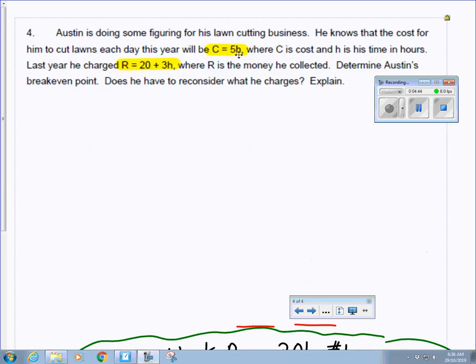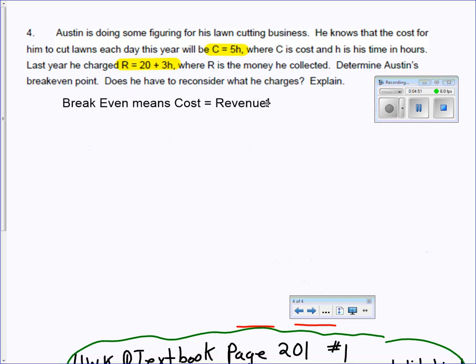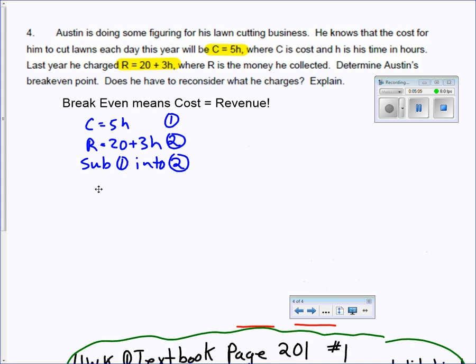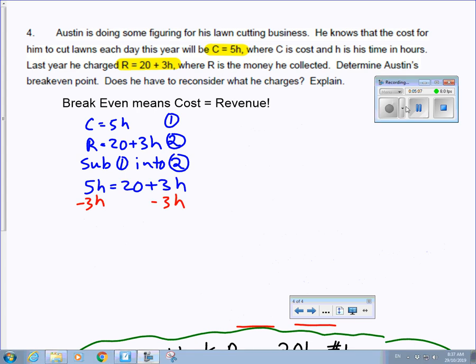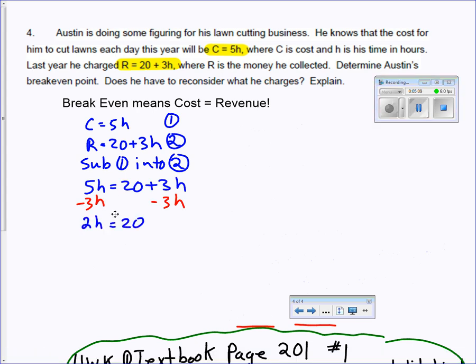So for this problem, we have two equations. The cost is 5h, and the revenue is 20 plus 3h. The break-even means that the cost is equal to the revenue. So these are our two equations, and so we're going to substitute 1 into 2 by letting C equal R. So now, when we simplify, we end up with 2h is equal to 20, which means we divide both sides by 2 to get h is equal to 10.